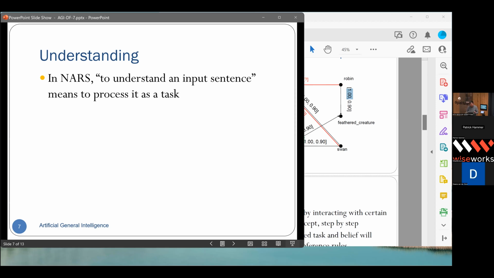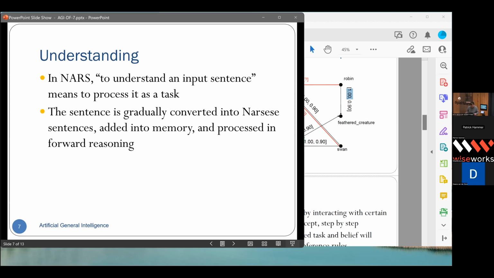For NARS to understand a sentence basically means to process it as a task, just like all the other tasks. But still, what do I mean? I mean several things. First, say an English sentence or Chinese sentence is fed into the system, it will gradually convert it into Narsese, just like everything else. But how? You see, I have already given you the basic idea.